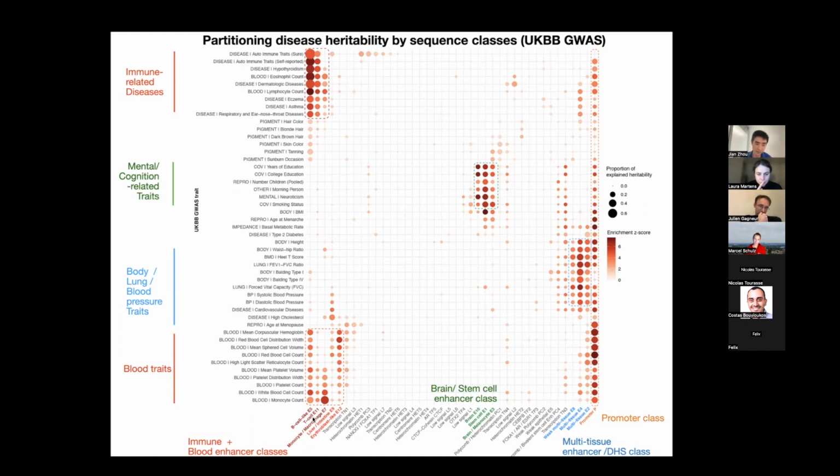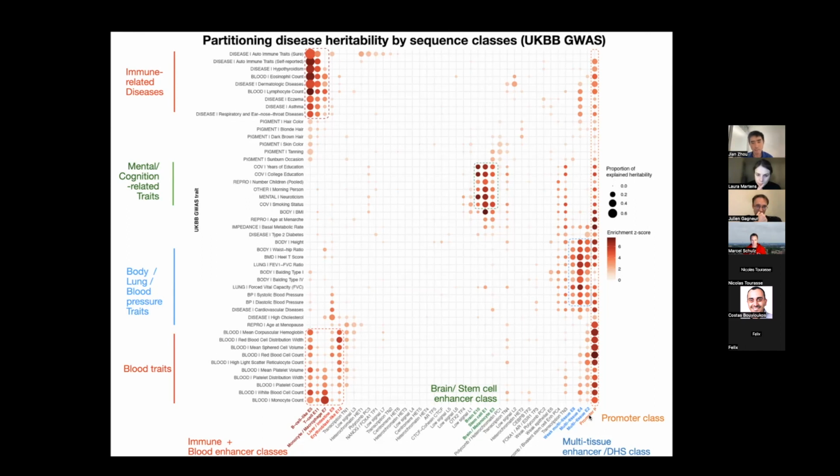But only the immune-related enhancers are enriched in immune-related traits, and those liver and erythroblast-related enhancer sequence classes are only enriched in red blood cell-related traits. And the brain and stem cell enhancers are strongly enriched in heritabilities for mental and cognition-related traits. And those multi-tissue enhancers are enriched in a group of pretty diverse set of traits related to body, lung, and blood pressure. And the promoter sequence class is one that stands out that is enriched in almost all of those different traits.